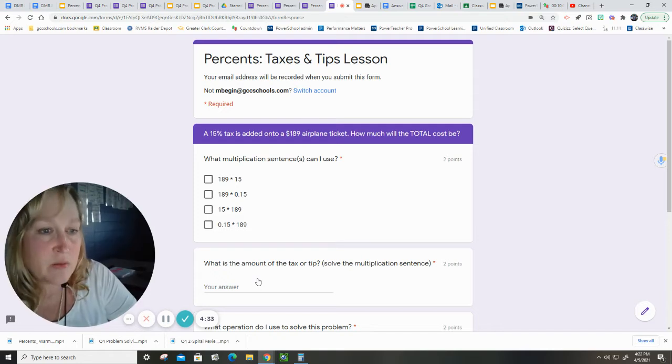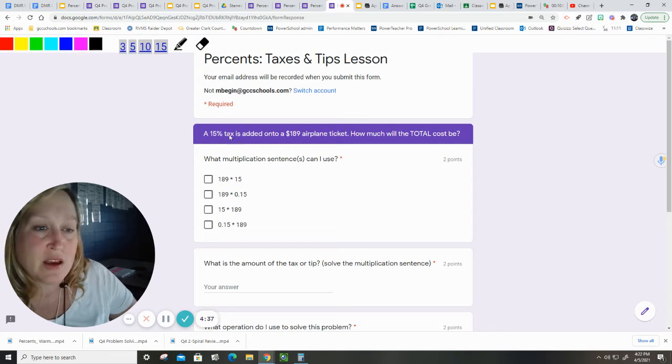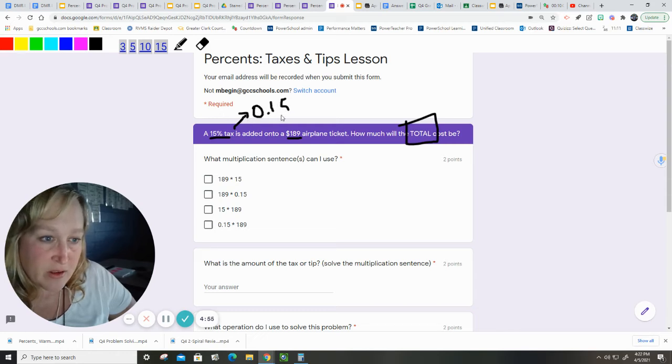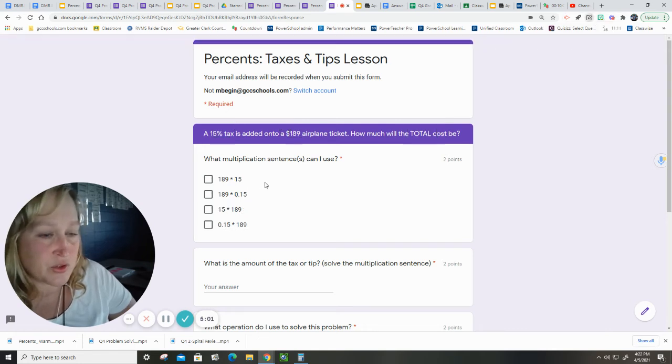Okay, we have another problem. So let's talk about this problem too. It says a 15% tax is added onto a $189 airplane ticket. How much will the total be? So again, I'm going to be adding, so I know that later. Which sentences can I use? Well, this one is 0.15 times the 189. So I can't use this one. Can't use this one, but I can use the other two. So I'm going to check, check.